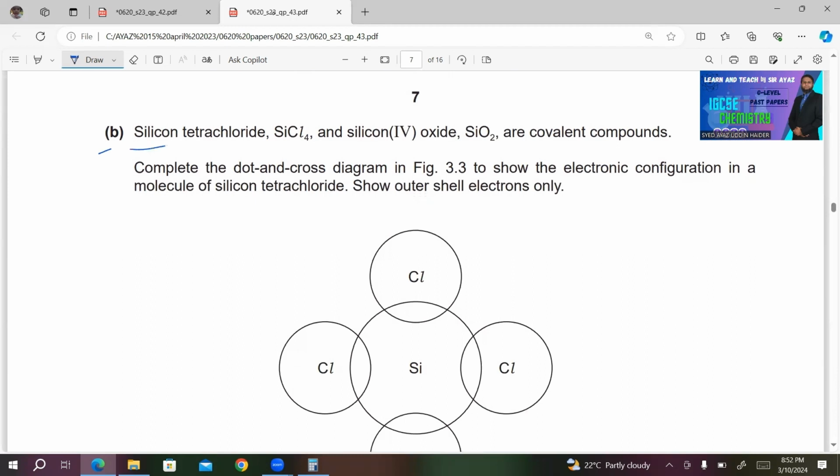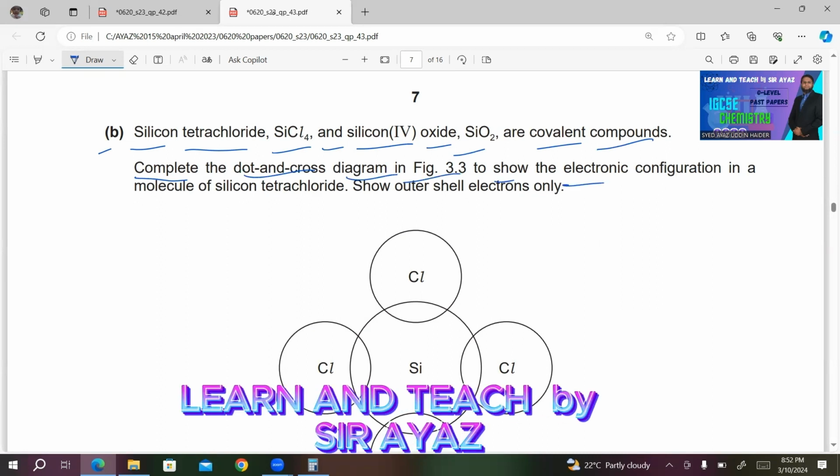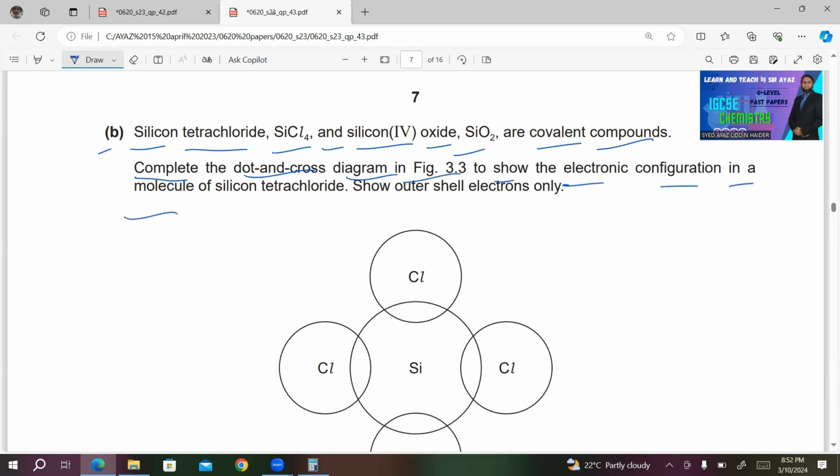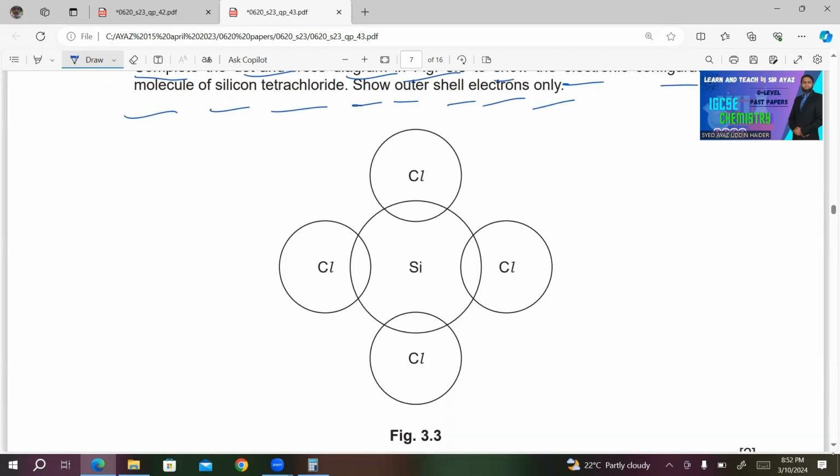B, silicon tetrachloride SiCl4 and silicon 4 oxide SiO2 are covalent compounds. Complete the dot and cross diagram in figure 3.3 to show the electronic configuration in a molecule of silicon tetrachloride. Show outer shell electrons only. You need to show only outer electrons. So first of all, I'm drawing the key on the right hand side.